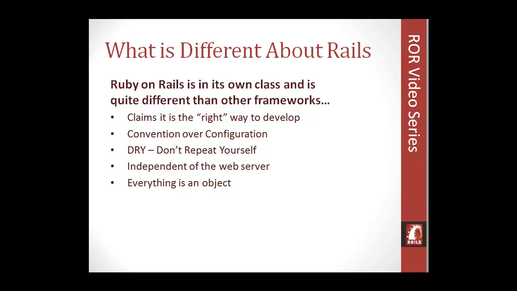Rails runs independent of the web server. Like I said, you can run Rails on multiple types of servers, Apache. It actually includes its own web server, which is called WebBrick. So you can run a local Rails server on any computer, and you don't need to have WAMP or anything like that. It just runs right on your machine.